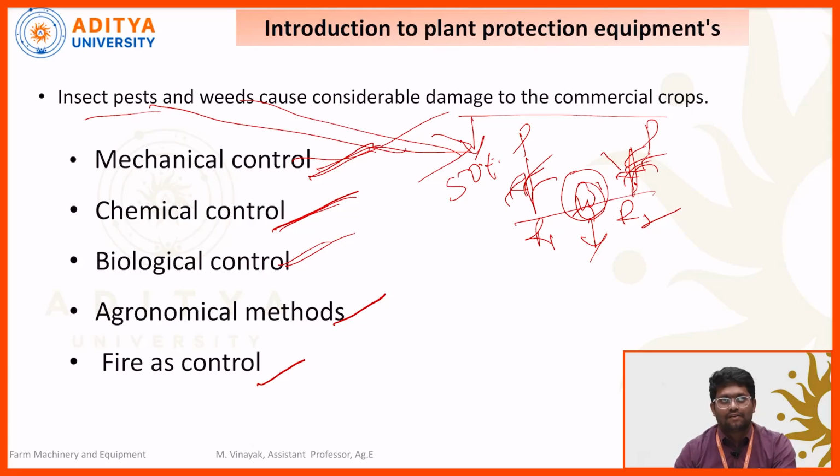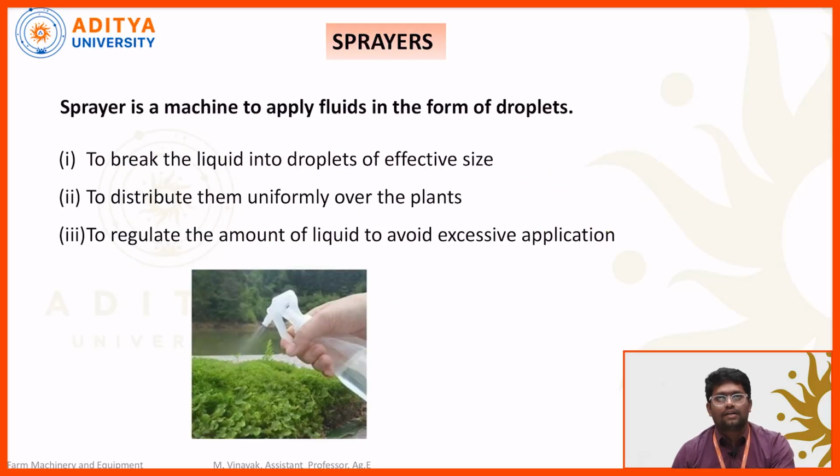Next one is biological weed control. In place of chemicals, we can use biological materials, like animal waste or animal litter, poultry litter, waste plant material, and neem oil. These are different weed controlling materials, and they come under biological control. Next one is the agronomical method. Based on the season and varieties, we can grow the crops season to season; that is the agronomical method. Next one is fire as a control. By using fire also we can control the weeds, with a fire weeder.